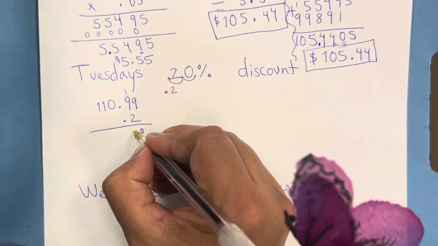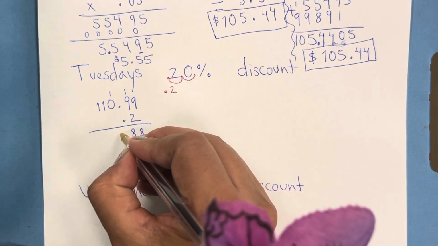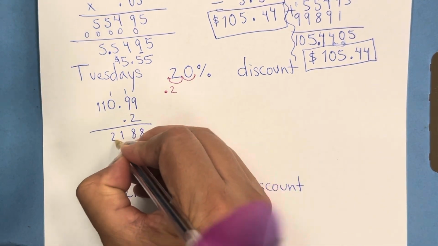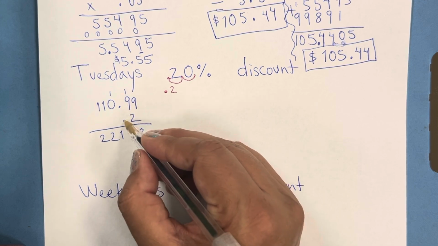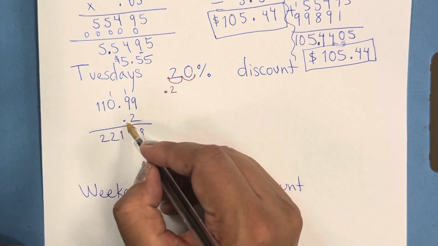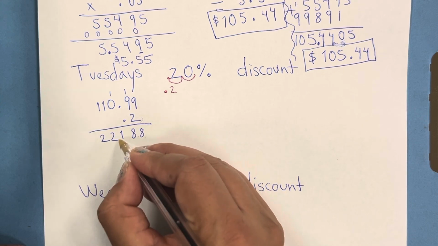2 times 9 is 18, carry 1. 2 times 0 is 0, plus 1 is 1. 2 times 1 is 2. 2 times 1 is 2. Count the decimal places after the decimal, so it's 1, 2, 3. So we're going to go back 1, 2, 3.